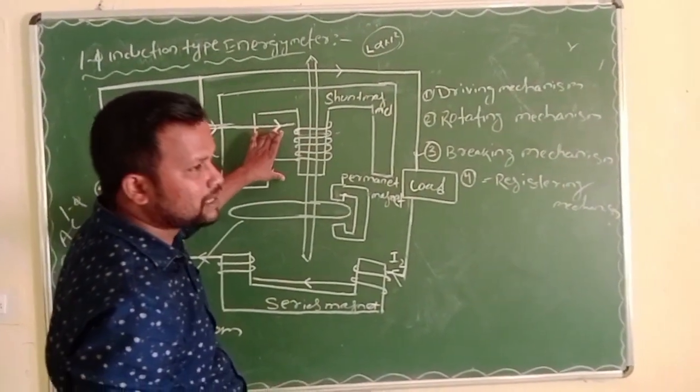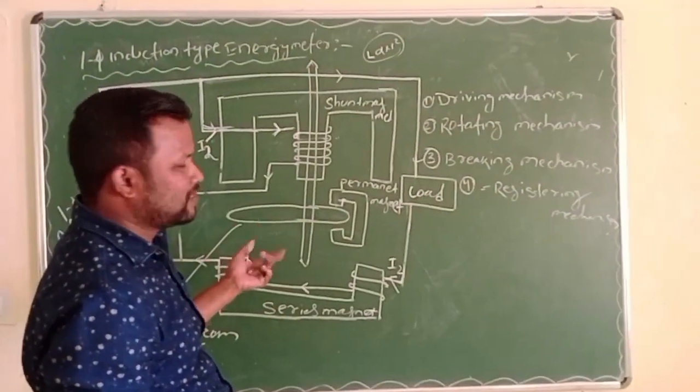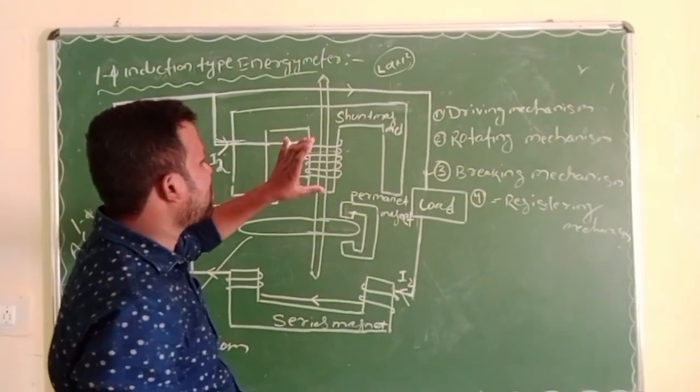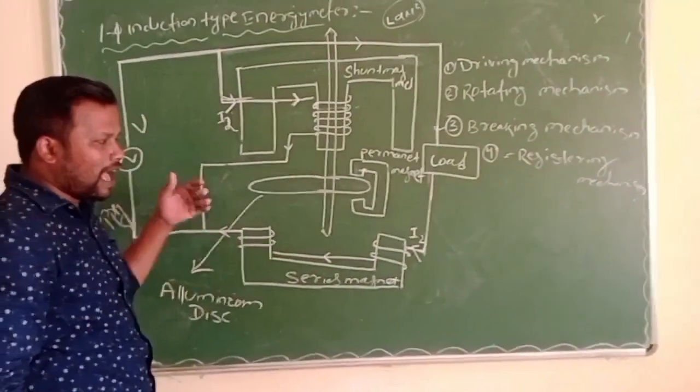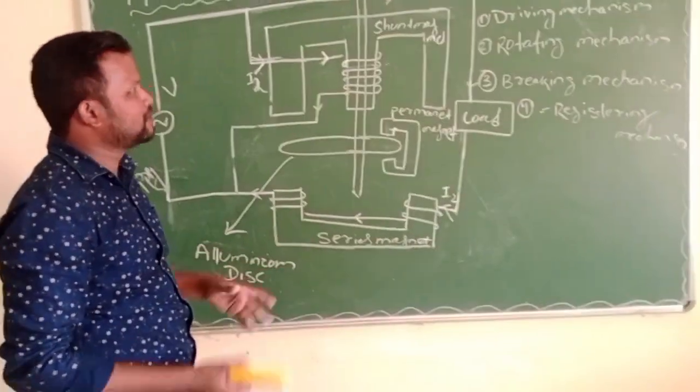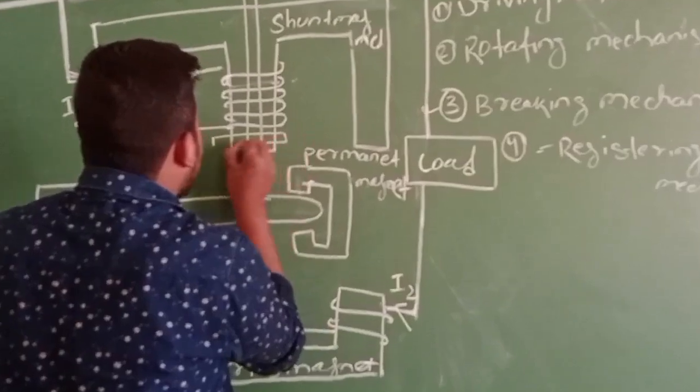So it is also called an inductive coil. It has more inductance and less resistance, or the series one has higher resistance and low inductance. So that is the proper setting.